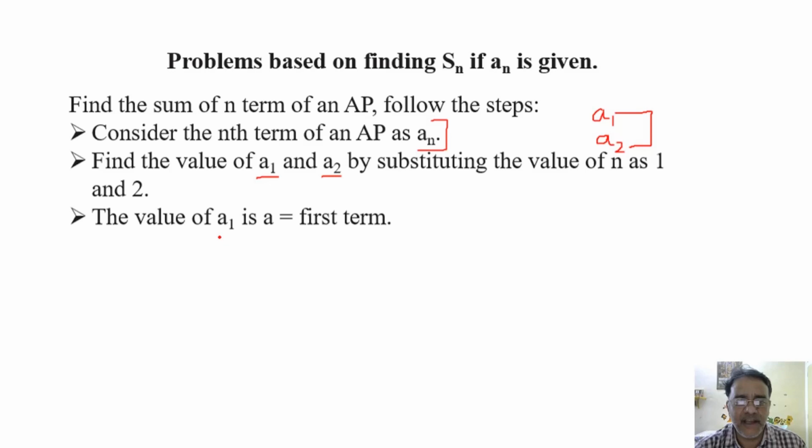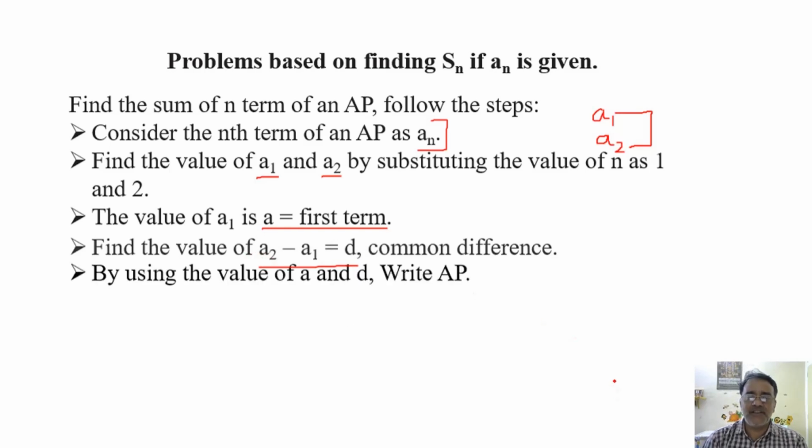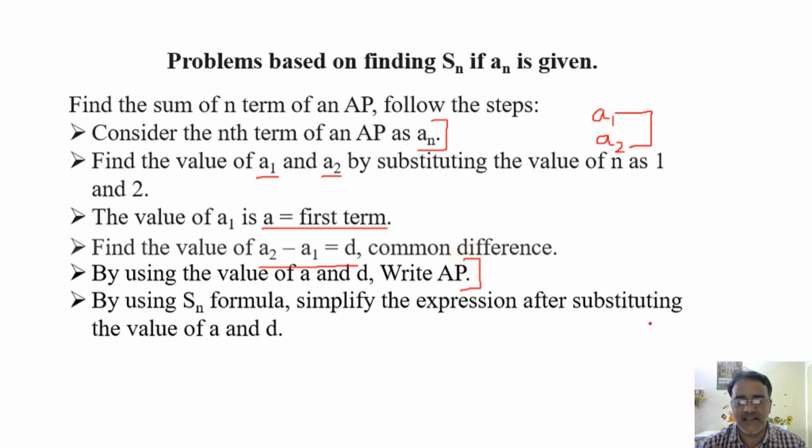The value of A1 is A, that is the first term, and the value of A2 minus A1 is D, that is the common difference. Now by using the values of A and D, you can write the AP if it is asked, or by using the Sn formula, simplify the expression after substituting the values of A and D. So these are the steps.